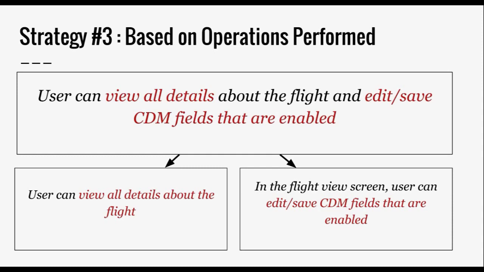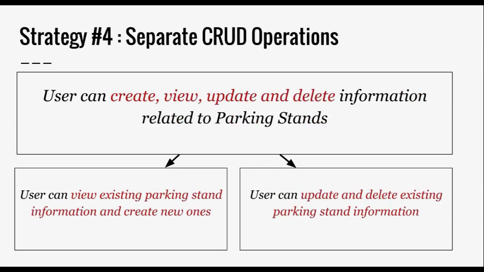Here is an example. So the initial story says the user can view all the details and edit, save all the fields that are enabled. So possibly you can split the story. One way of splitting the story is the first story can be about viewing all the details, and the second story can be about editing or saving fields that are enabled. Okay, this is just an example.